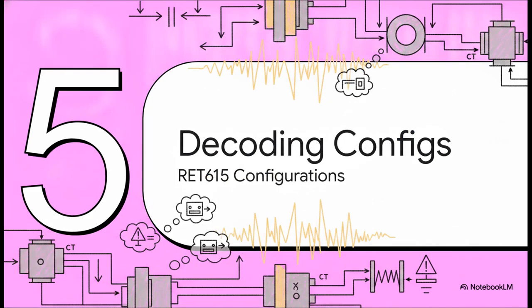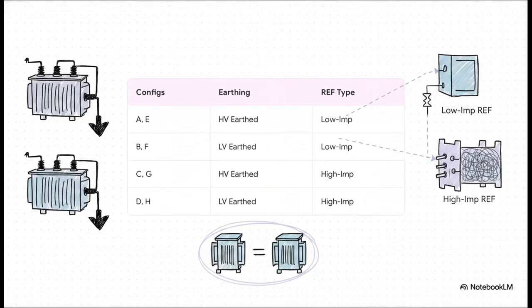All right, we've got our diagnostic logic down and we understand the golden CT rule. So let's hit section 5, decoding the configurations. We're going to map everything we just learned directly to the RET615 configurations. Check out this selection matrix straight from the manual.